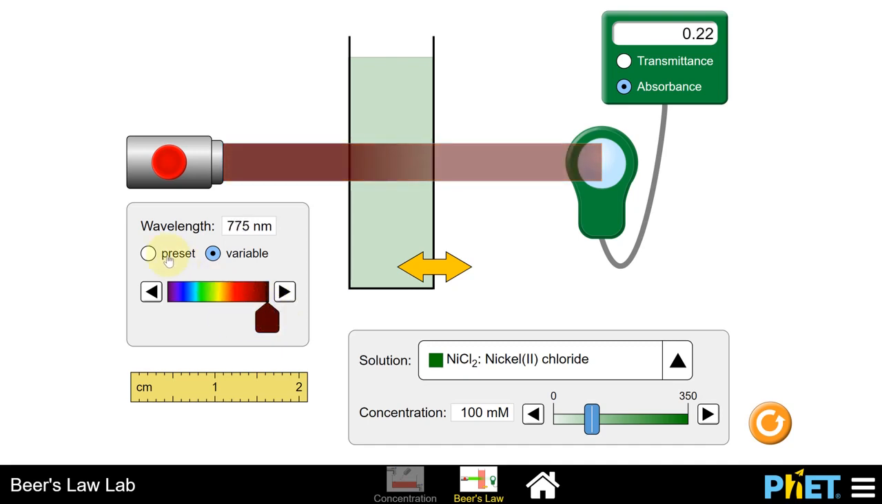Right, so why a red color? We want a very high absorbance. We want to get a very high absorbance. So I'm going to choose a red color because a red color should absorb fairly well in a green solution.